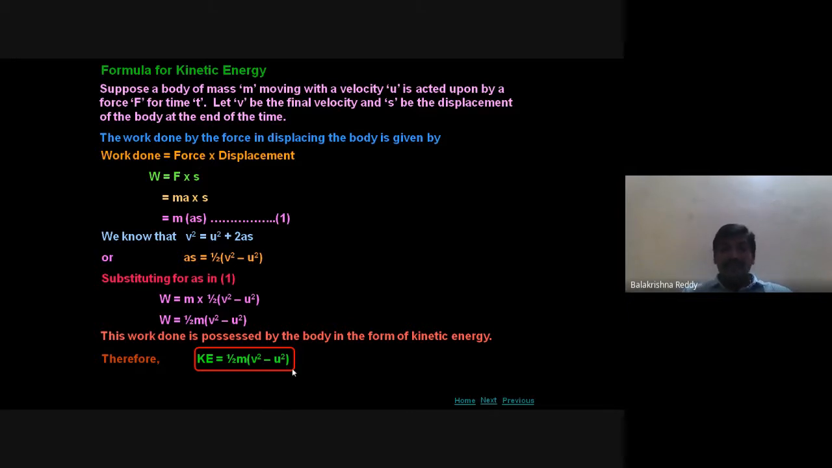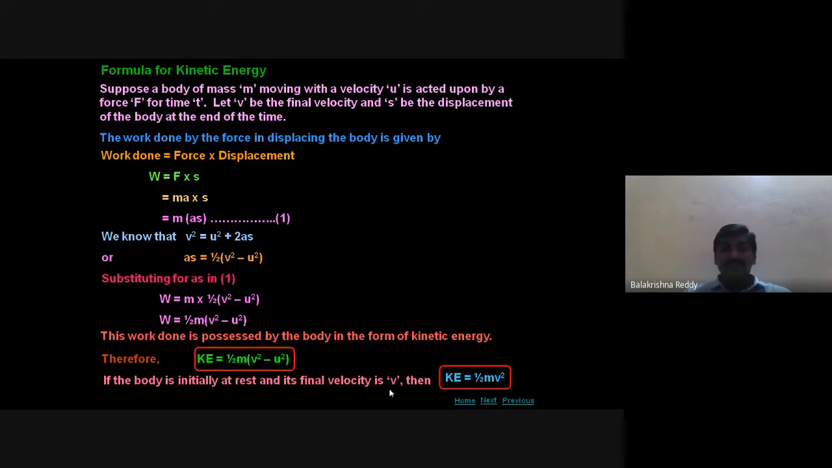Let us say the body starts from rest, or the body is stopped by some obstacle, then one of the velocities will be zero in this expression. Then kinetic energy equals half m v square. So if the body is initially at rest and its final velocity is v, then kinetic energy equals half m v square. This is the proof of the formula for kinetic energy.